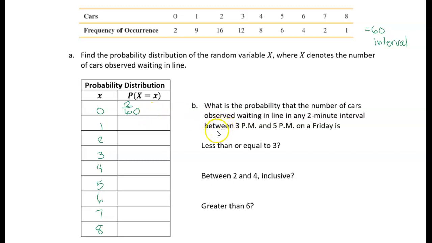I know what's coming, and it's much nicer to add probabilities if they have a common denominator. We can't add fractions unless they have a common denominator. So I'm just going to leave it as 2 out of 60. All right.